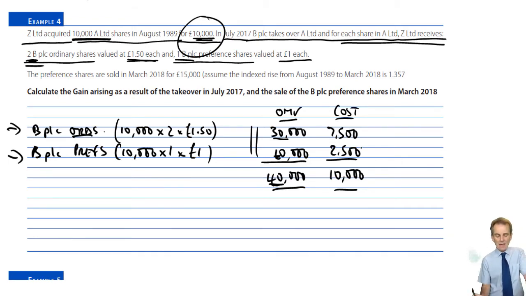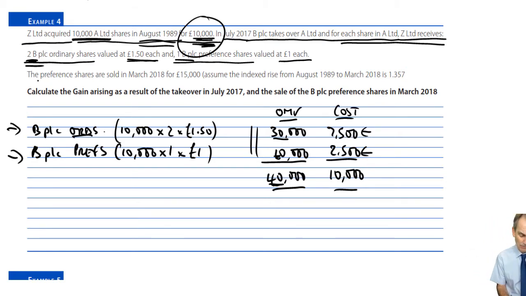So what does that mean? It now means that the cost in August 89 of £10,000 that we'd actually incurred in buying the 10,000 A Limited shares is now deemed to be a £7,500 cost on the ordinary shares and a £2,500 cost on the preference shares. So should either the ordinaries, or as we'll see in a moment in this question, the preference shares, be sold in the future, you will now know what cost figure they have.